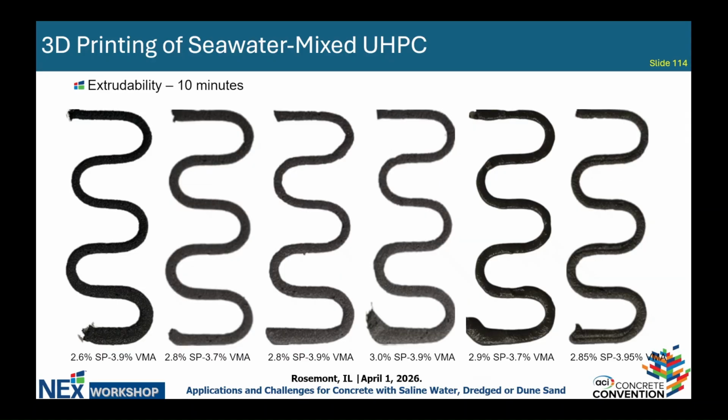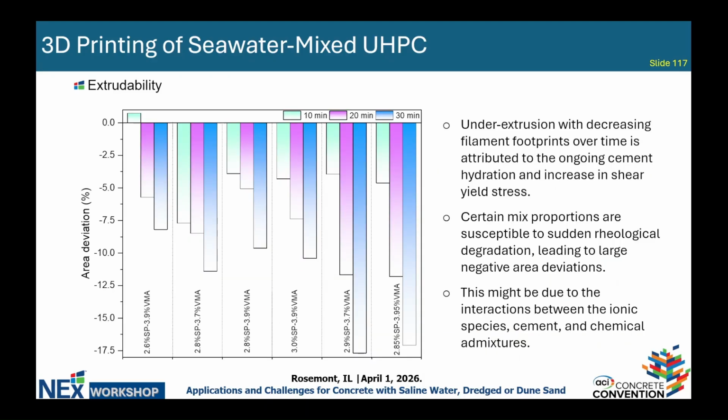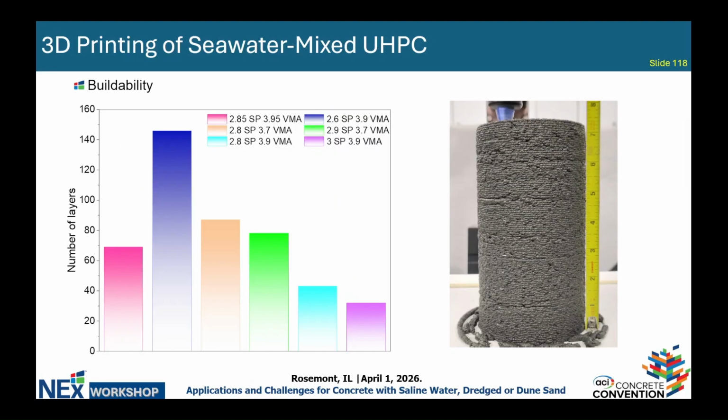So what we did is we studied extrudability. If you remember, I showed a straight line for the freshwater UHPC, but here we print curved filaments for the seawater-based UHPC after different material ages, like 10 minutes, 20 minutes, and 30 minutes. We also quantified the area deviation between the real filaments and the desired filaments. As you can see, most of the groups show under-extrusion with increasing time, and the first three or four groups give us quite good results.